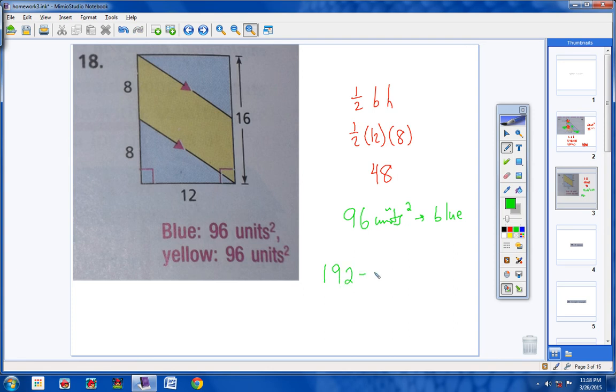Now subtract out your two triangles. One's 48 and one's 48. And you're going to be left with 96 also. So 96 square units is also the area of the yellow parallelogram. Okay, that's how I would solve that one myself. Alright, okay, moving on.